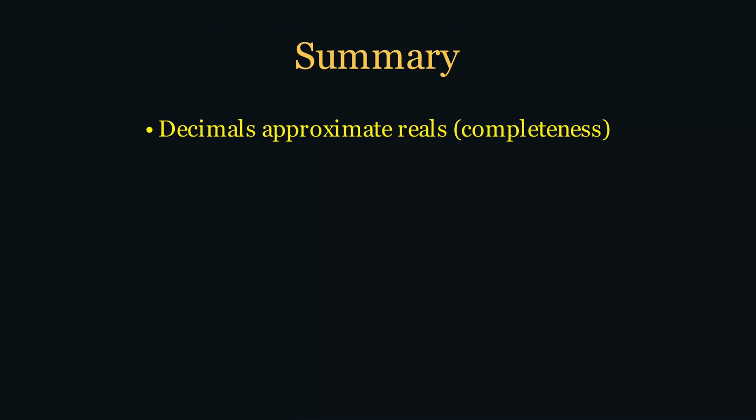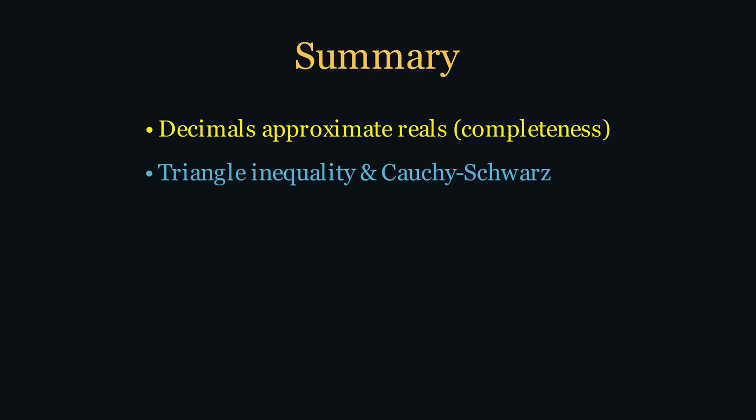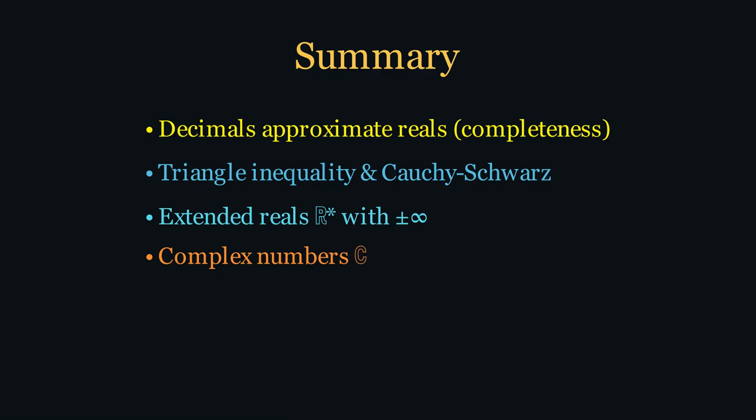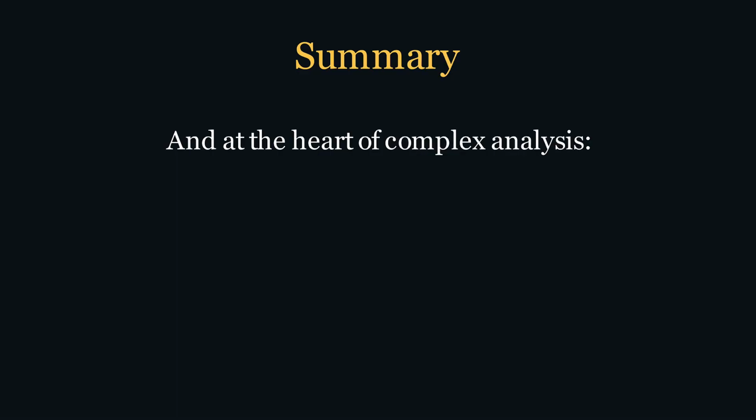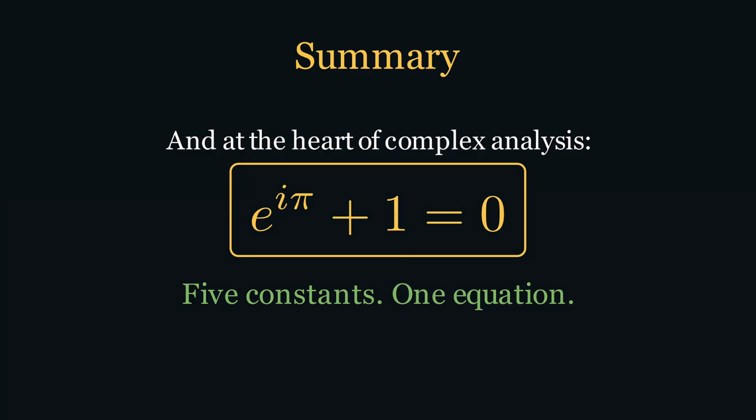Finite decimals approximate any real number to arbitrary precision, a consequence of completeness. The triangle inequality and Cauchy-Schwarz are fundamental tools of analysis. We extended the reals to include plus and minus infinity, and then we built the complex numbers, a field where every polynomial has roots, where multiplication is rotation, where exponentials and circles collide, where Euler's formula connects exponentials to circles. e to the i pi plus 1 equals 0. Five constants, one equation. This completes the foundation.